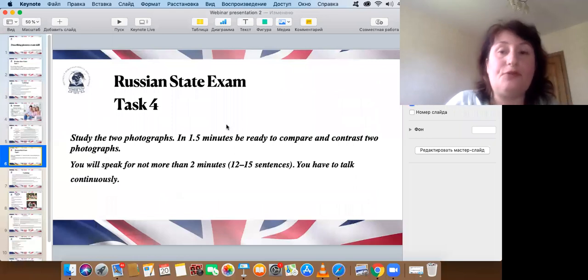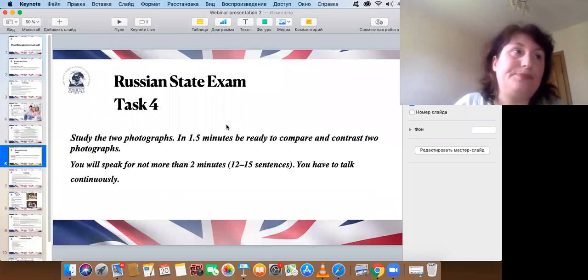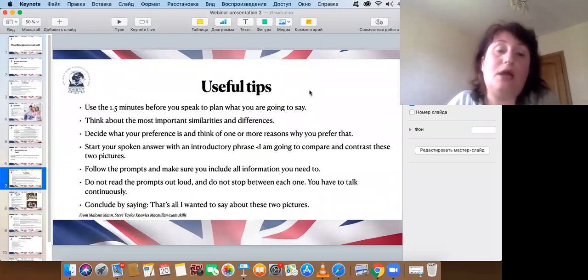Okay, task 4, Russian state exam, task 4. Here you have to study the 2 photographs. The task sounds a little bit similar, because you have 1.5 minutes, and you have to speak for not more than 2 minutes, and you have to talk continuously. Well, let's talk about my tips, useful tips. And here they are.